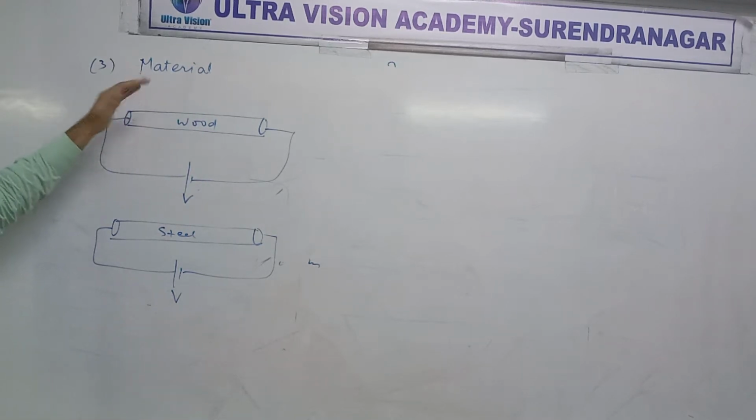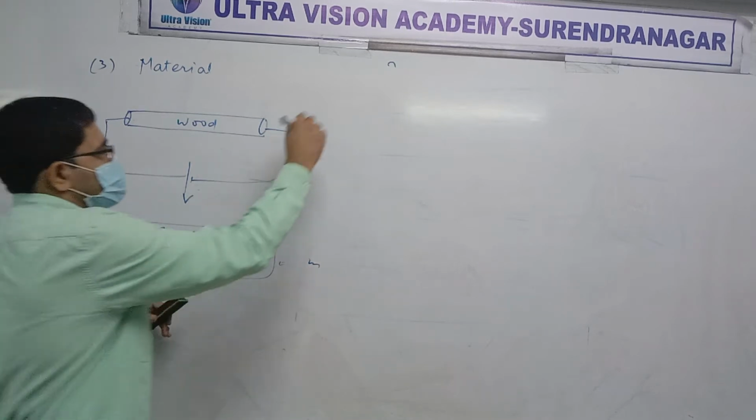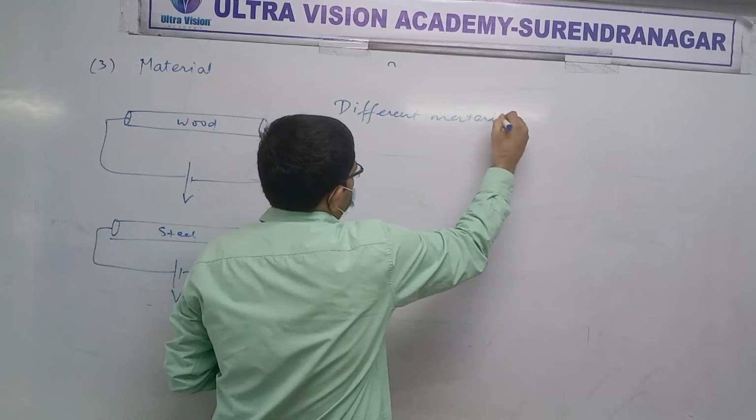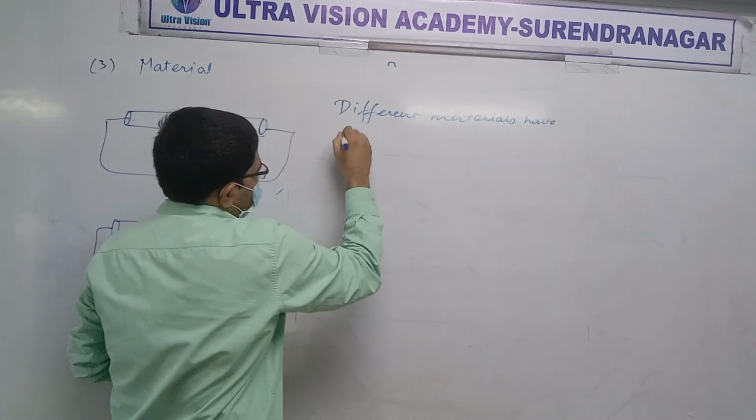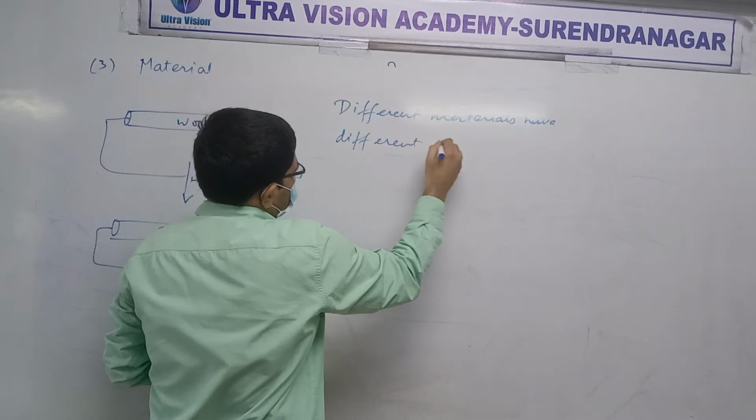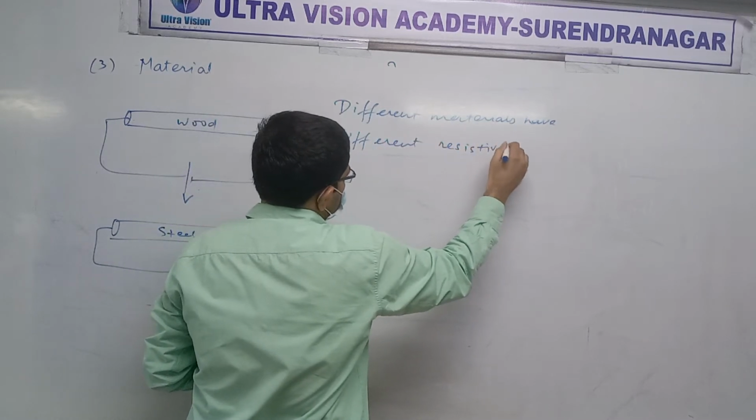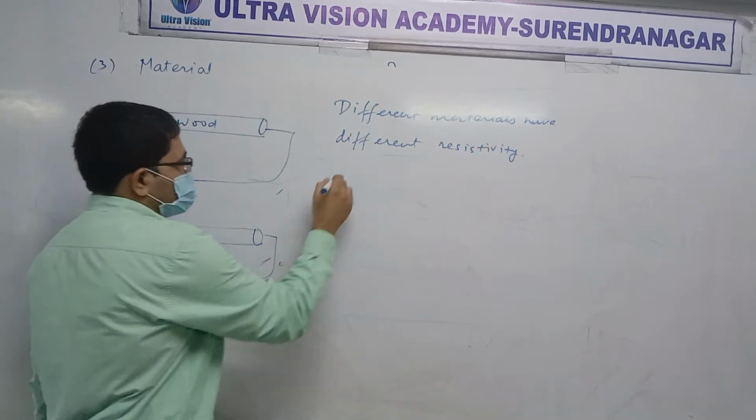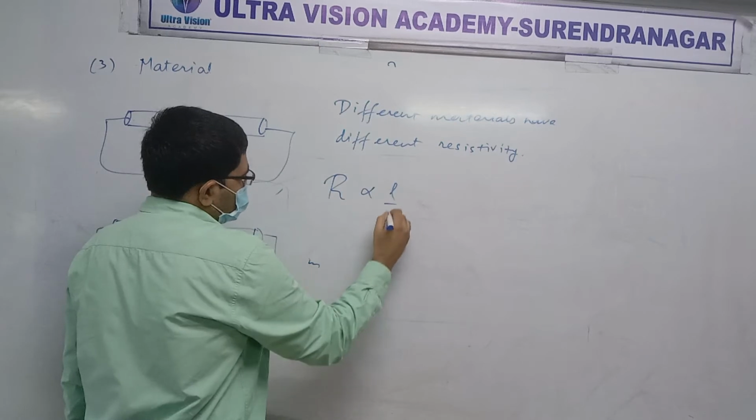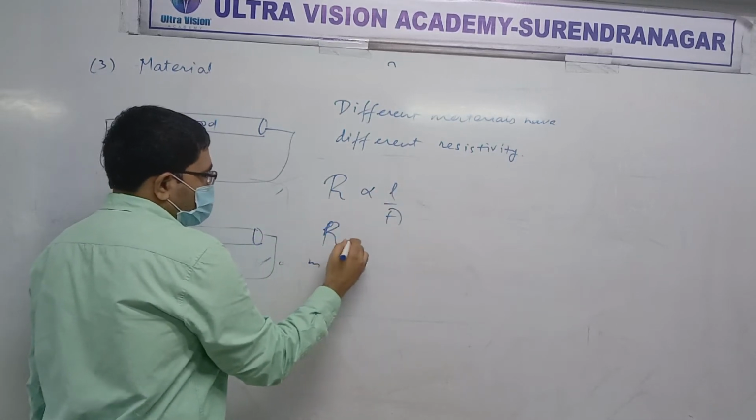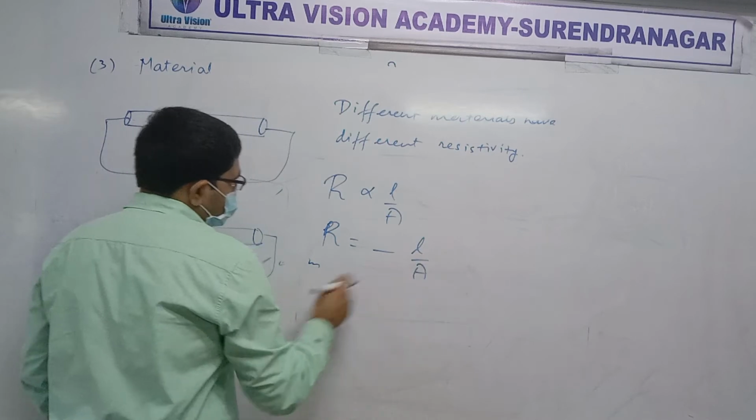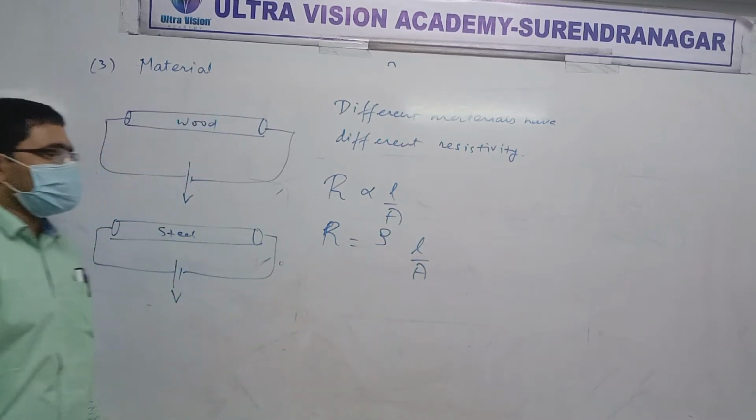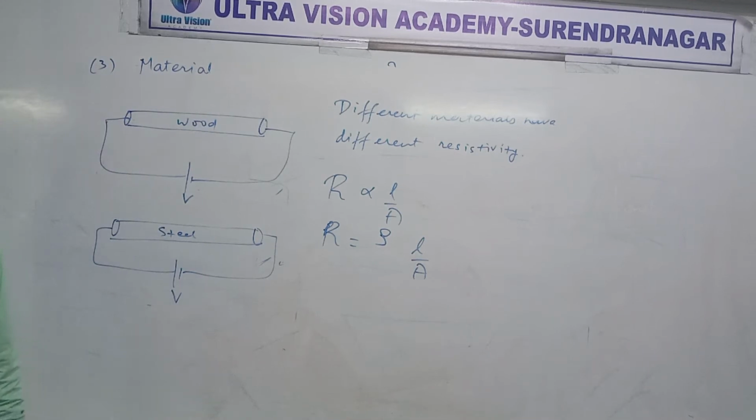So basically, different materials have different resistivity. Okay, so the third factor that resistance depends on is rho. That is, when we remove the proportionality, we have to write a constant. That constant is the resistivity. Did you understand? Okay, that constant is called the resistivity.